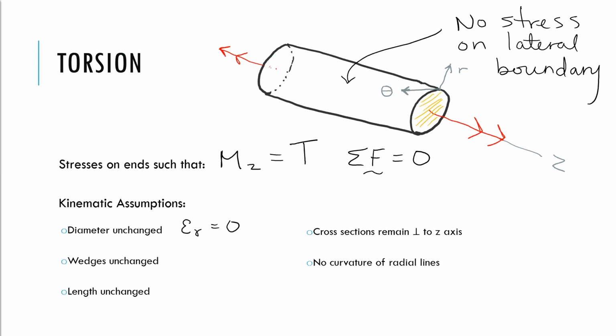And wedges are unchanged. And what I mean by that is that if we're looking at our cross-section, and that cross-section has these little wedges drawn on it, what I'm saying is that they still look like that, they don't get smaller or wider. So what direction is that?